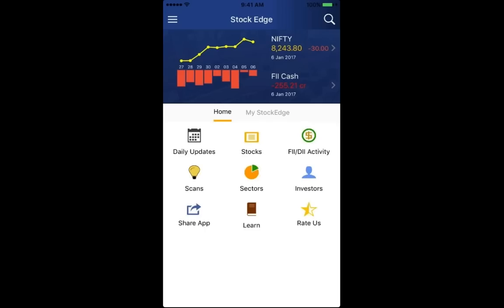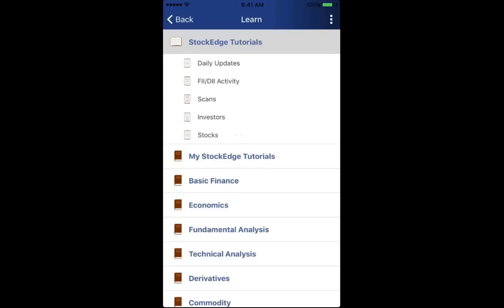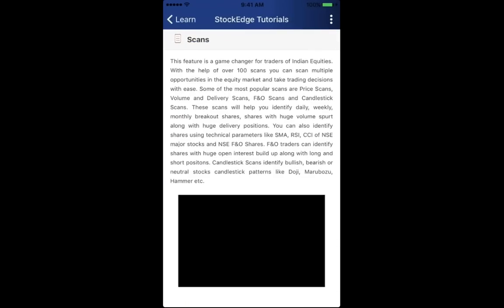Basic finance, my Stockedge tutorials is where it talks about the my Stockedge section, the my scans, the my investor groups, the my watch list, right? Then there's basic finance. So what is a capital market? What is a mutual fund? This is basic finance, economics, fundamentals, technicals, derivatives, currency, market edge. Market edge is a section which is not predominantly any particular subject of financial market per se, but let's say, in this case, how do you read the Economic Times more effectively?